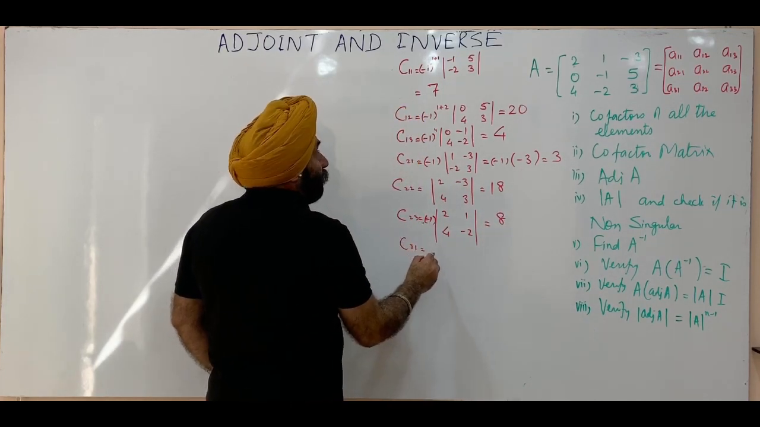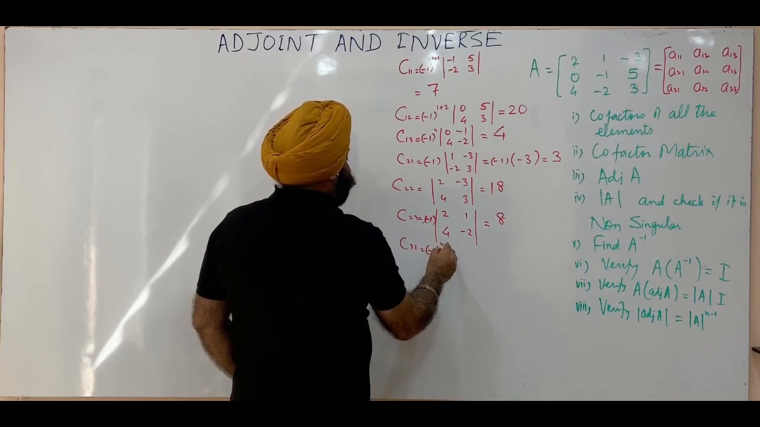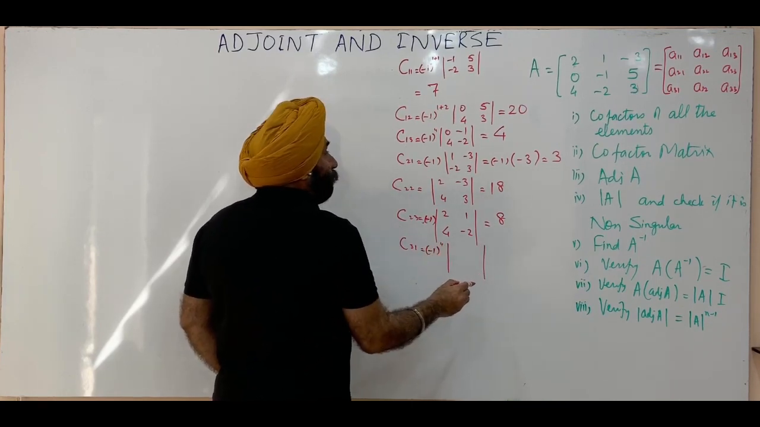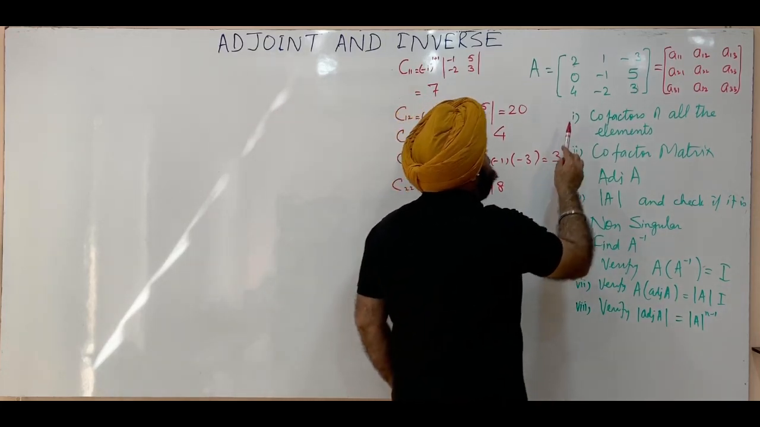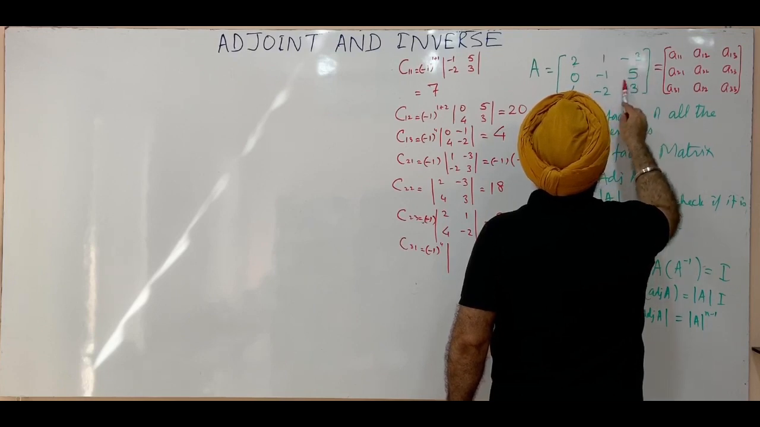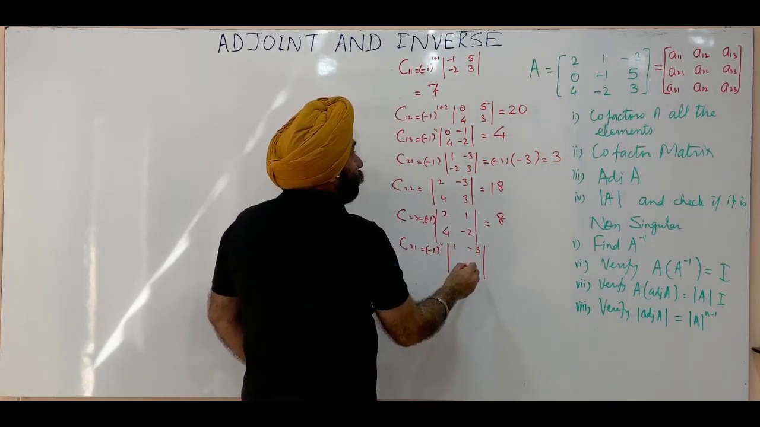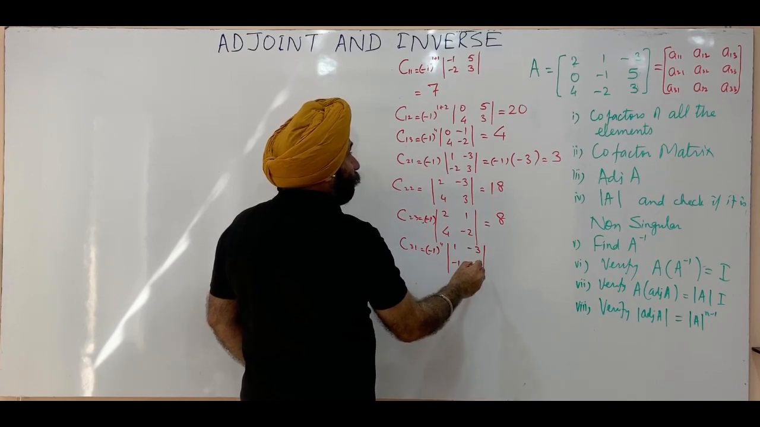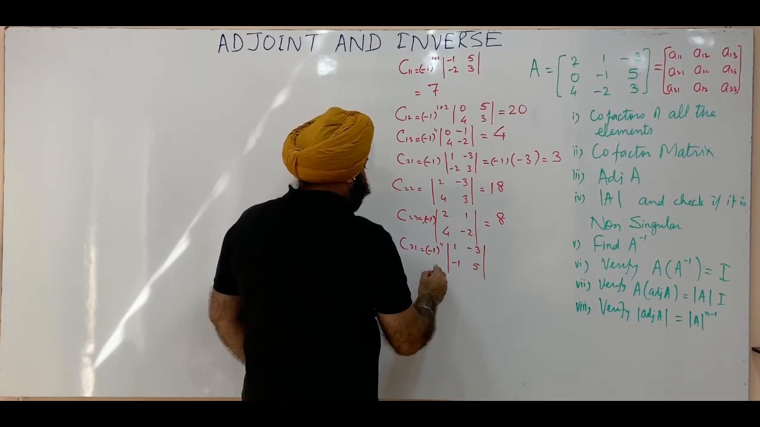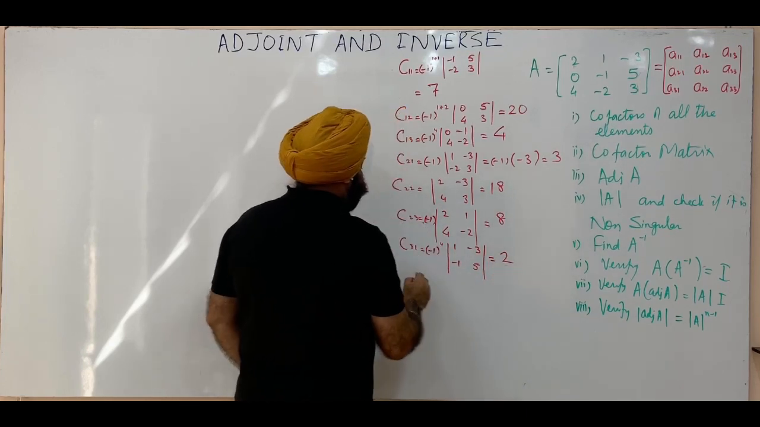Then C31. This is minus 1 raised to 3 plus 1, which is 4, into the determinant. Leave this row and this column. The determinant of this part is 1, minus 3, minus 1, 5. Minus 1 raised to 4 is positive. This is 5 minus 3.